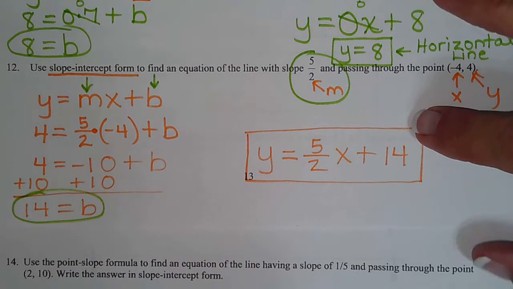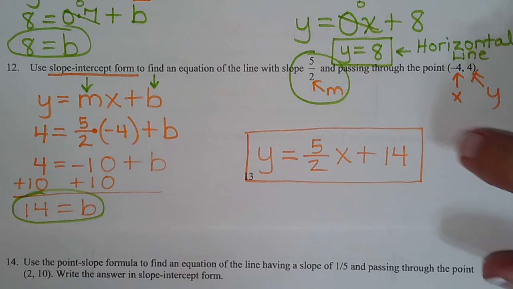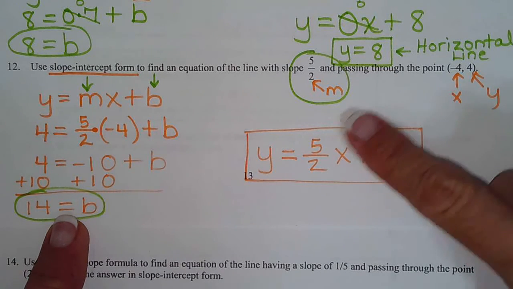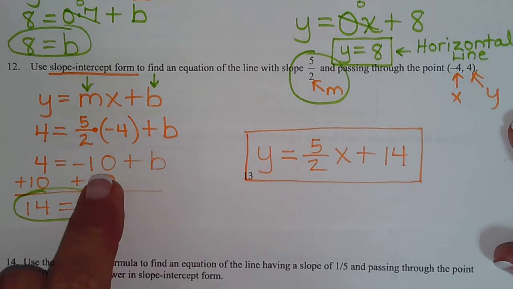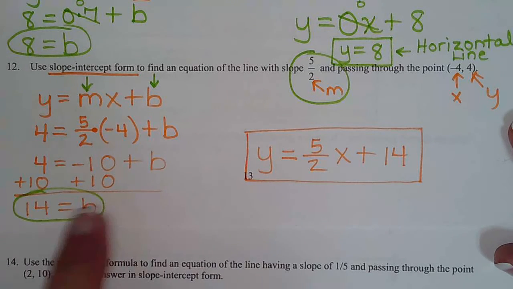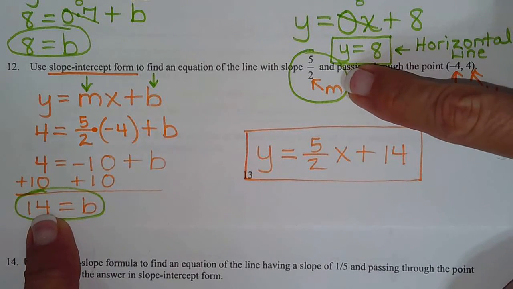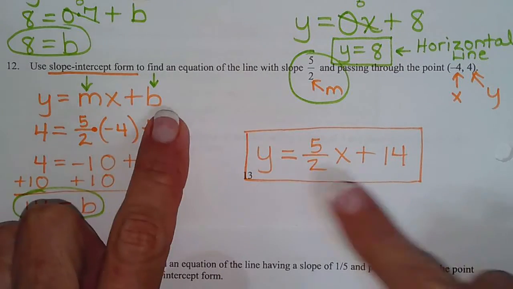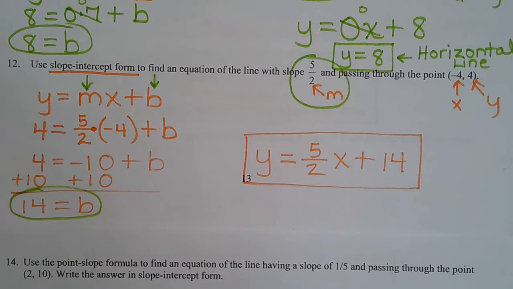Okay, before we move on to page 14 of section 2.3, I just wanted to make sure everybody got that last answer. We just barely got in before the video stopped. So I did the opposite, added 10 to get B alone, found B to be 14. They gave us M was 5 halves, so I put the 5 halves in place of M and the 14 in place of B, and got y equals 5 halves x plus 14.